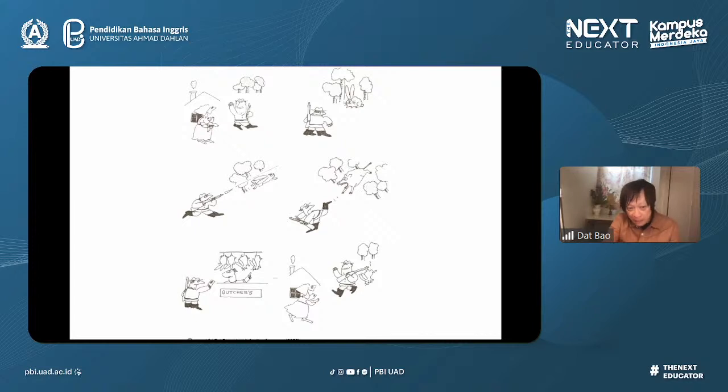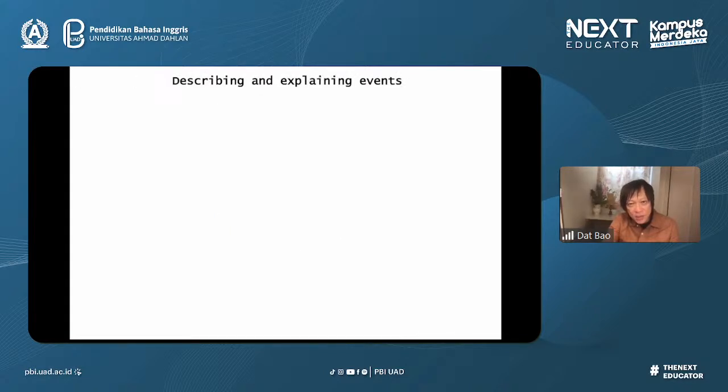And then you can cut them up now and then, yeah. When the atmosphere becomes boring, you bring this into class, and students will be so happy to learn. Now, another thing to do is to give them something to explain.